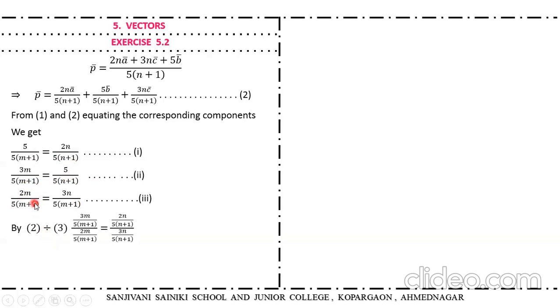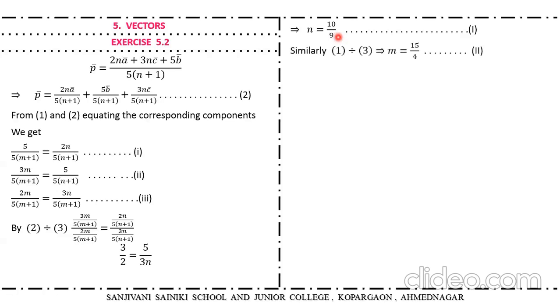So now divide equation 2 by equation 3. We get this equation, and after simplifying it, you will get 3 by 2 is equal to 5 upon 3n. That means n is equal to 10 upon 9.